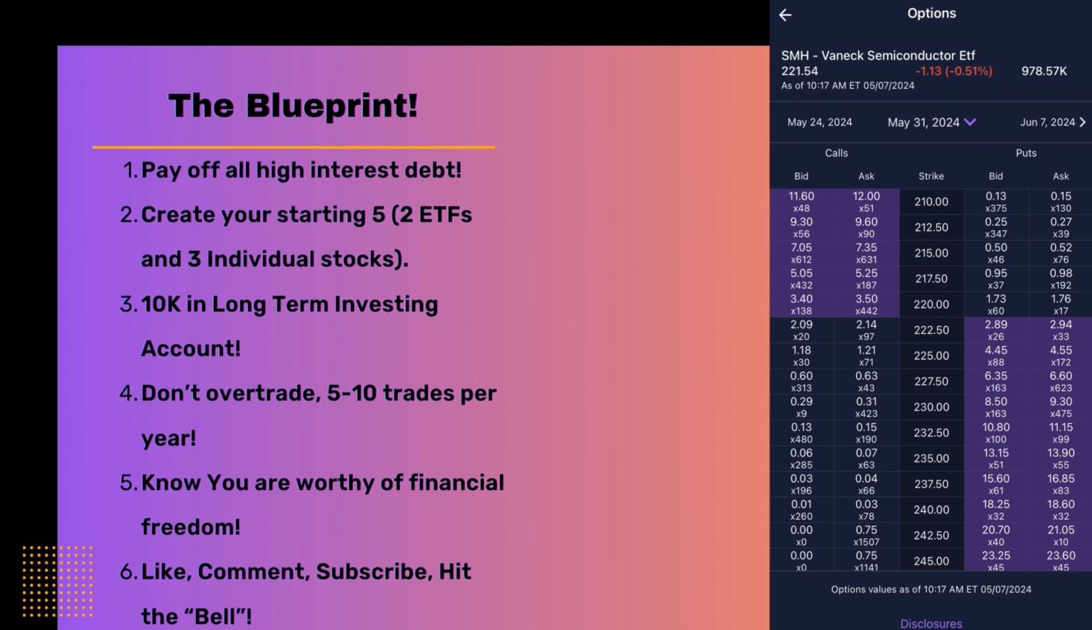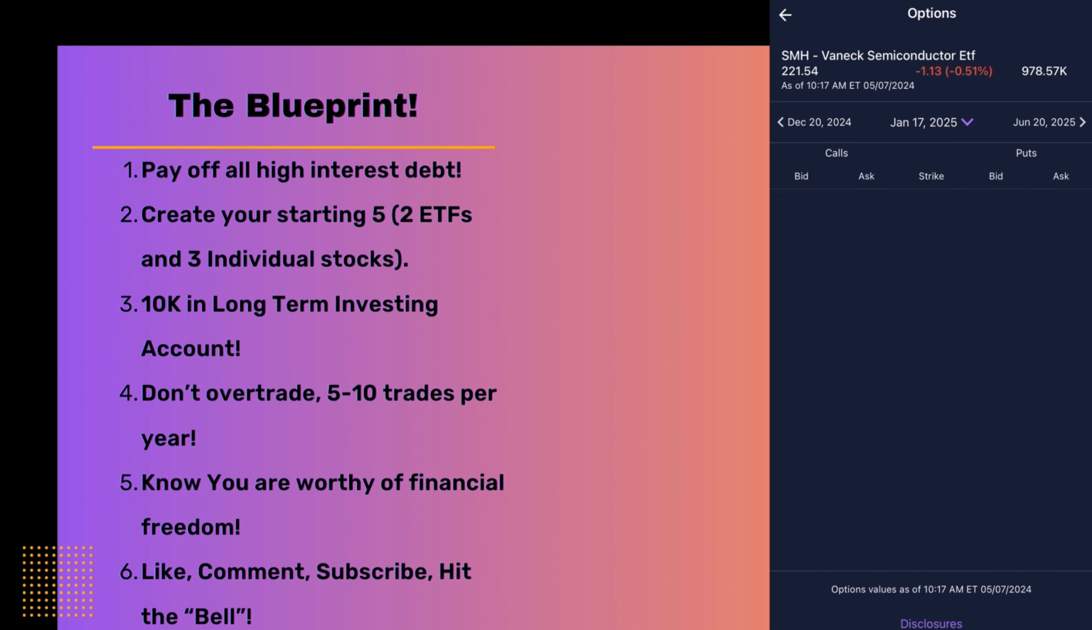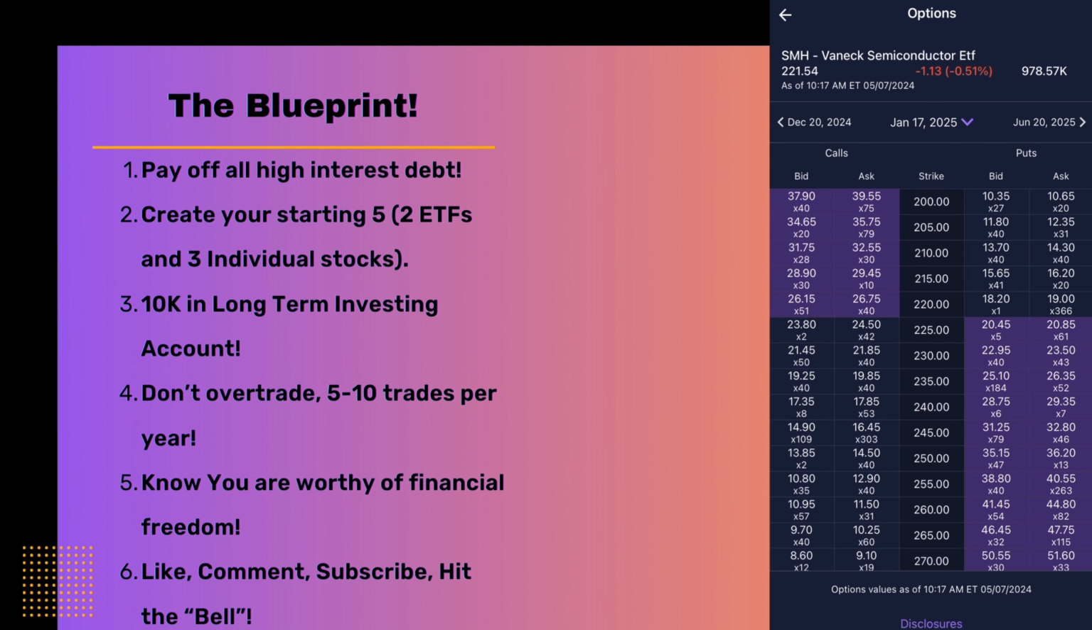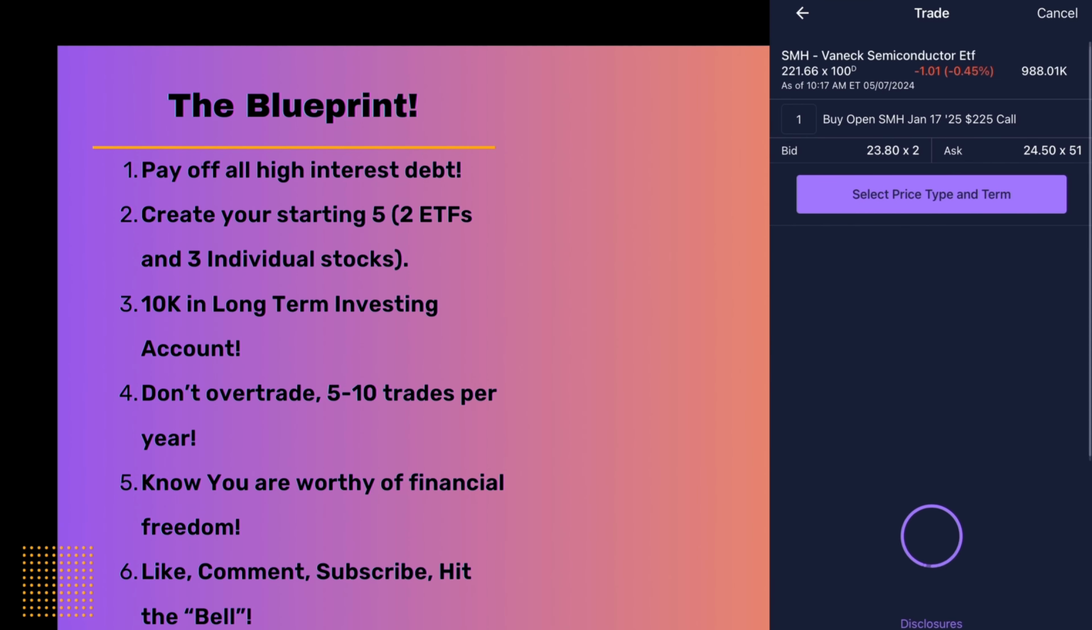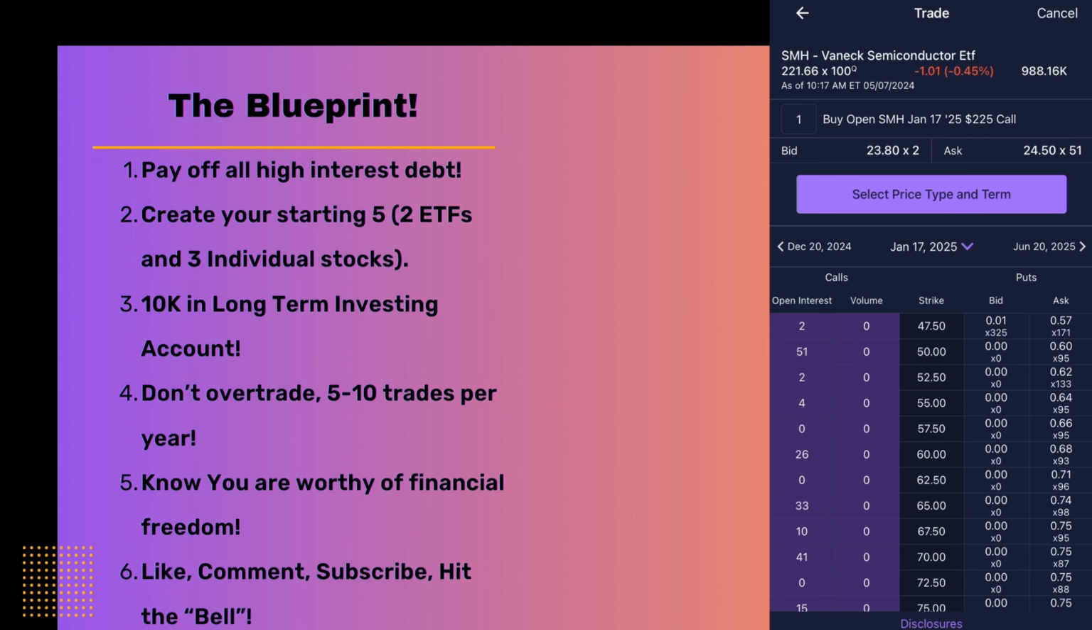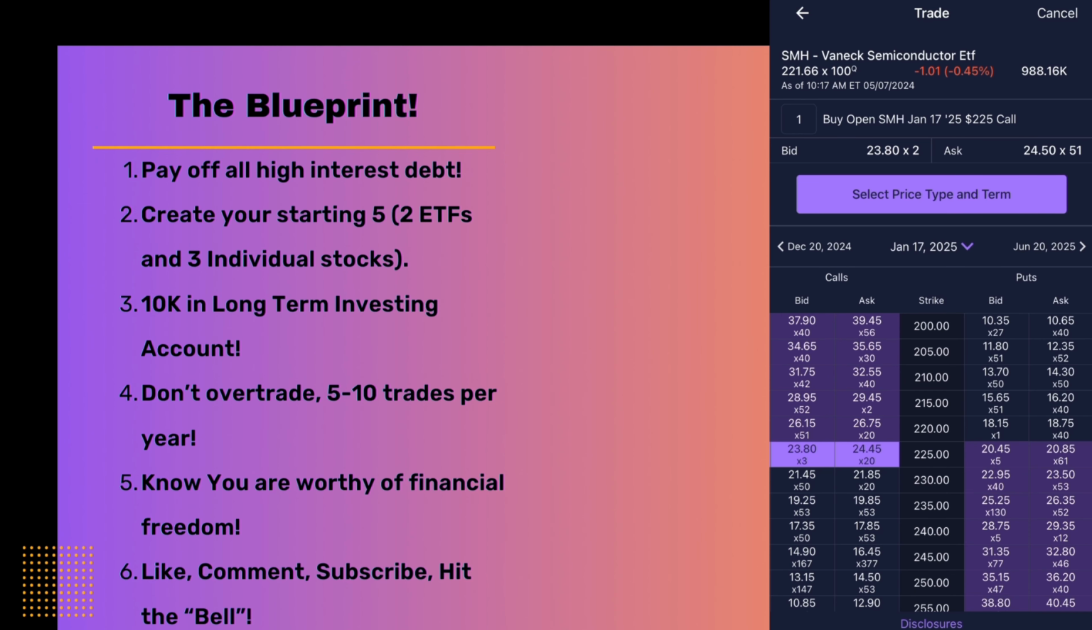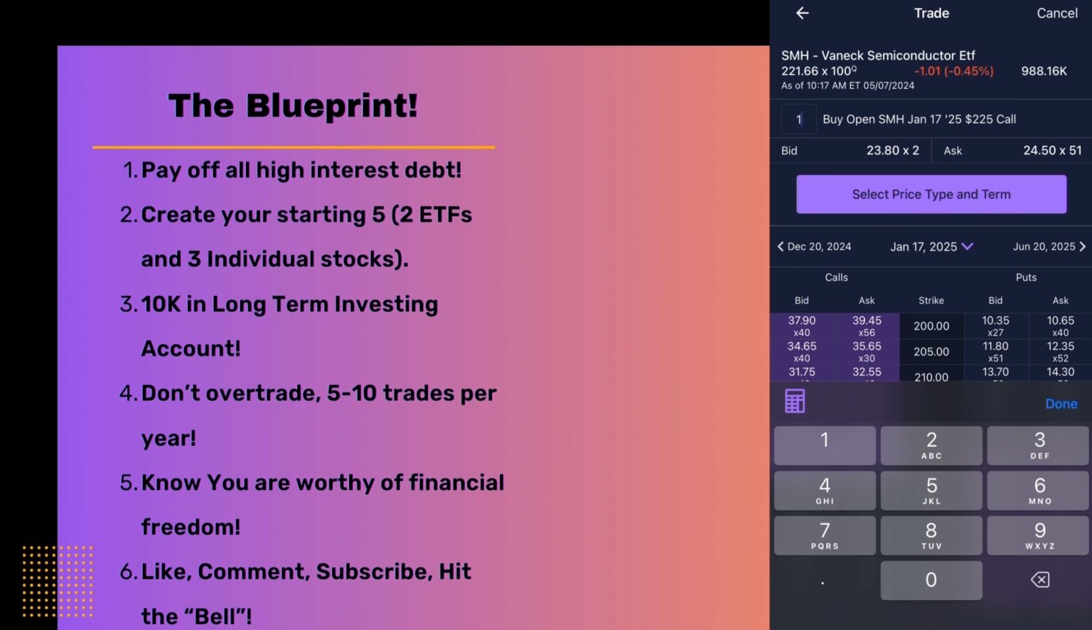So to get to the options chain, you click options chain. You adjust your date. We're going to go all the way out to January 17th. We're going to pick the 225 strike, buy open. And from this point, I'm going to select the number of contracts that I want. I'm going to go 2.